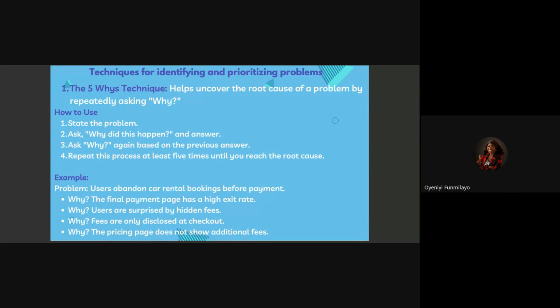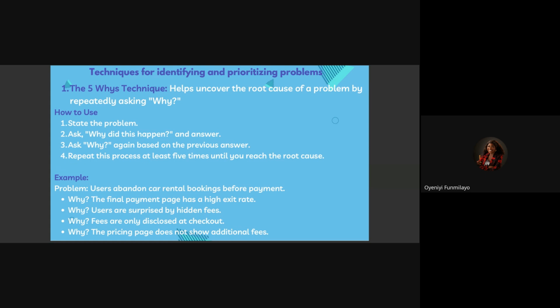Let me quickly give you a disclaimer here. Sometimes you exceed asking why 5 times because you've not gotten the root cause, while sometimes you might not even get to the fifth time before you get the root cause. So it just depends. If you ask a why again and there's still an answer to that why, and it's more than 5, you would continue, right? That's what I like to say to people.